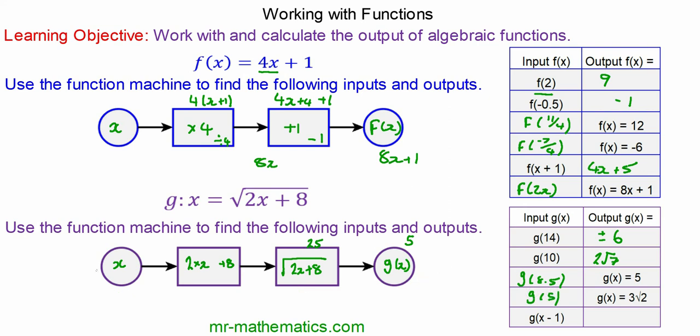And finally we have g of x minus 1 going in, so we're going to double that, which gives us 2x minus 2, and we're going to add 8 to the result. So we have the square root of 2x plus 6. So the output g of x is the square root of 2x plus 6.